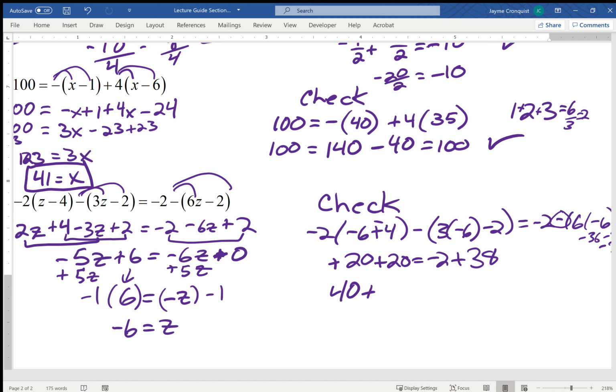What did I do wrong? Let's check this again. Minus 6 times negative 6 minus 2. 6 times negative 6 is negative 36 minus 2. Negative 36 minus 2 is plus a negative 2, so that's minus 38. That's what we came up with in here, but it's plus 38 because of this subtraction. And it is a minus 2, so that's 36.